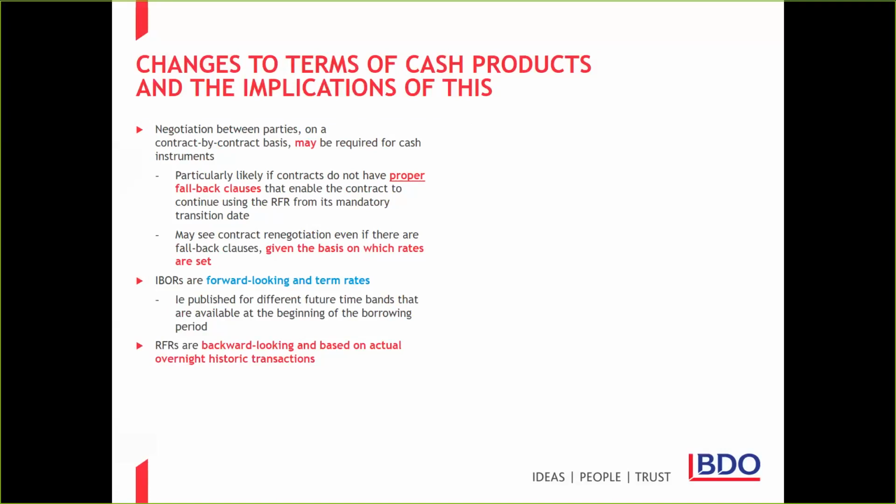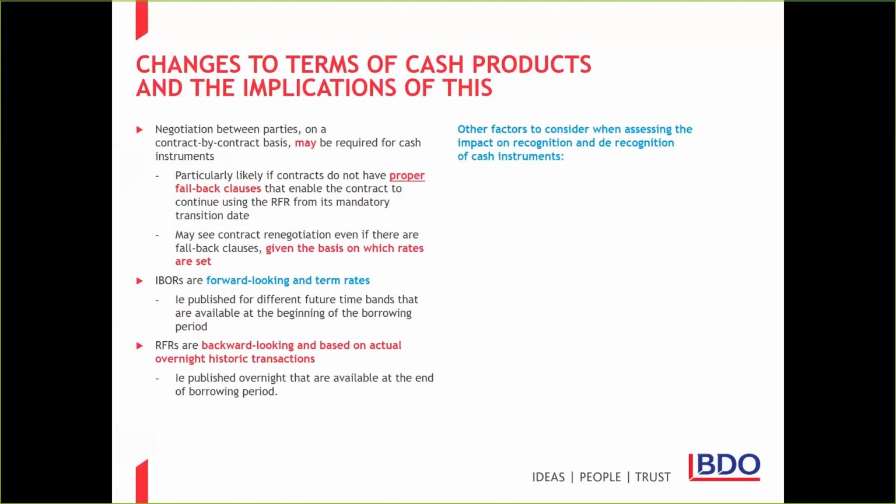Alternative risk-free rates are currently set on a backward-looking basis, based on the market activity the day before. They are therefore not available until the end of the interest reset period, and the borrower therefore does not know what they will be paying until after the event.